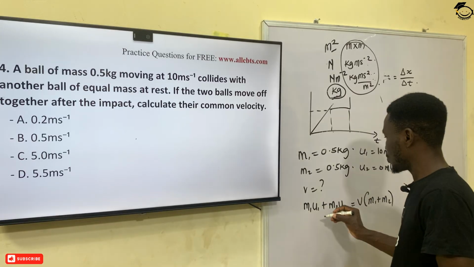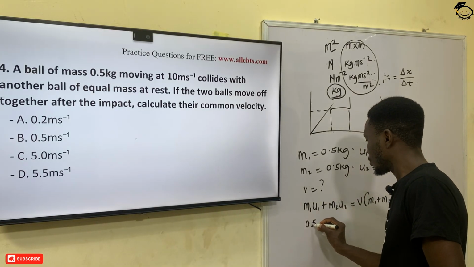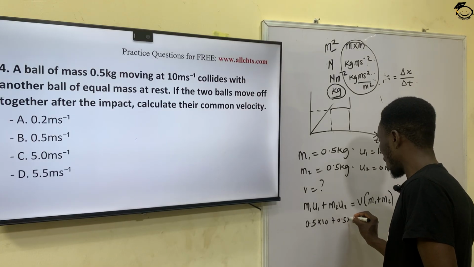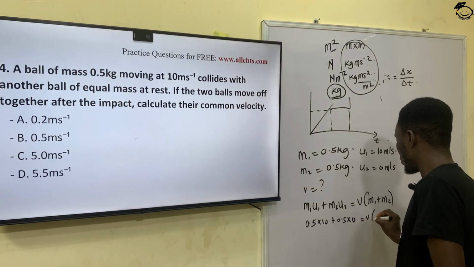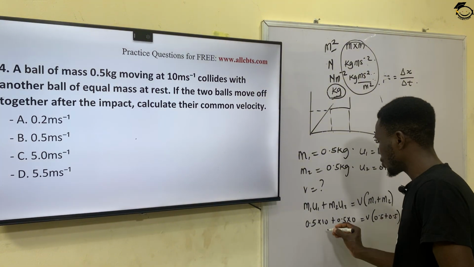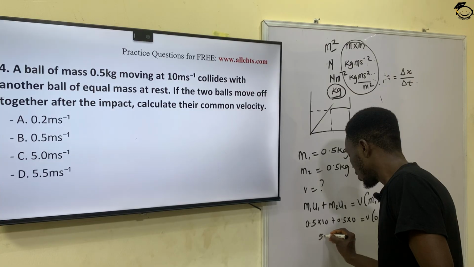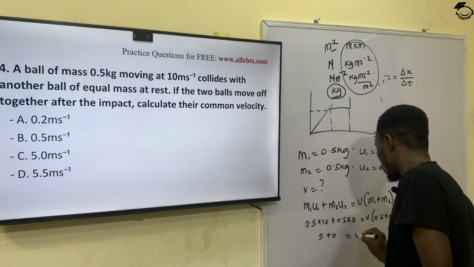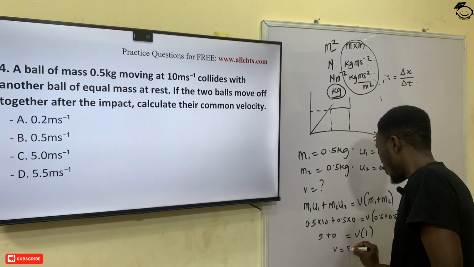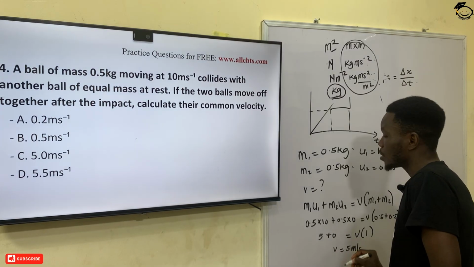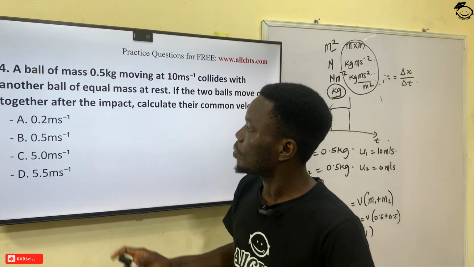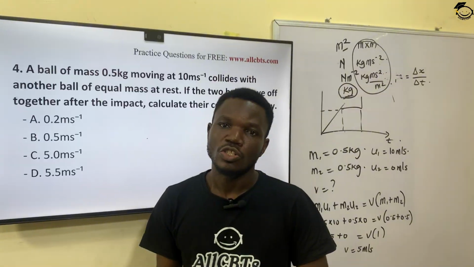So looking at this, I have 0.5 times 10 plus 0.5 times 0 is equal to V(0.5 plus 0.5). So this will give me 5 plus 0 is equal to V(1). That's the same as saying that my V is equal to 5 meters per second. So it means that their common velocity after impact is 5 meters per second, which is option C.